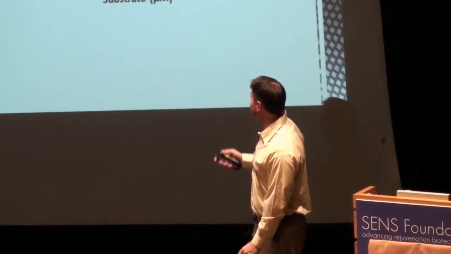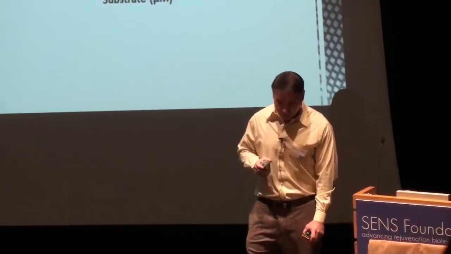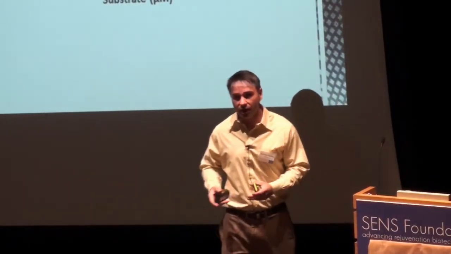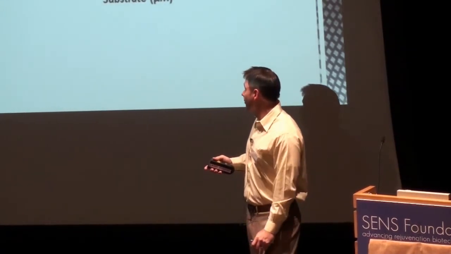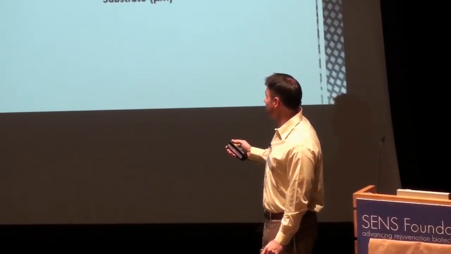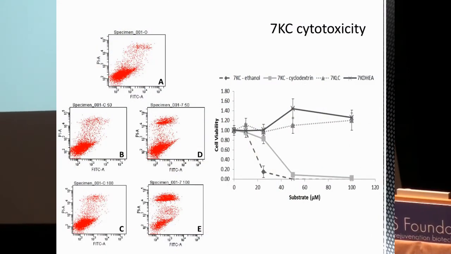So in order to try to remedy that, we also solubilized 7KC in cyclodextrin. Our hypothesis was that the more soluble it is, the more 7KC would make it to the cells, and we'd see a more highly toxic effect. But in fact, we saw the opposite. This is 7KC solubilized in ethanol, and we actually have a protective effect with 7KC that has been solubilized in cyclodextrin. As a matter of fact, it took about twice as much 7KC solubilized in cyclodextrin to achieve the same effect.